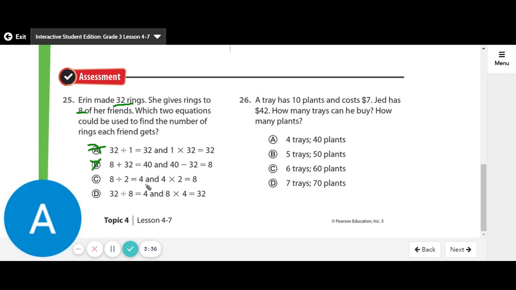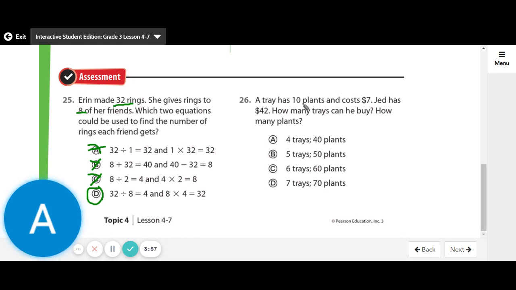8 divided by 2 is 4, and 4 times 2 is 8. I don't see any 32 in there, so I know that can't be correct. So I know D has to be correct. We could do 32 divided by 8 equals 4, or 8 times 4 is 32. Number 26. A tray has 10 plants and costs $7. Jed has $42. How many trays can he buy, and how many plants?